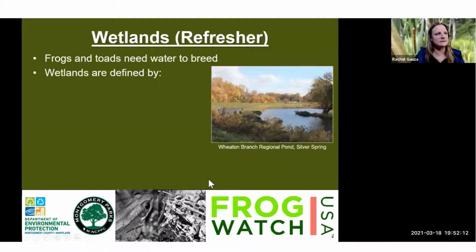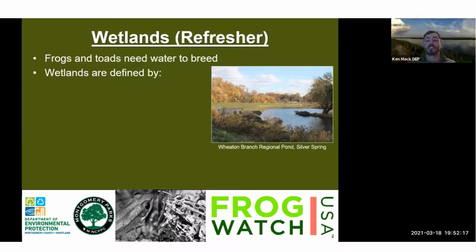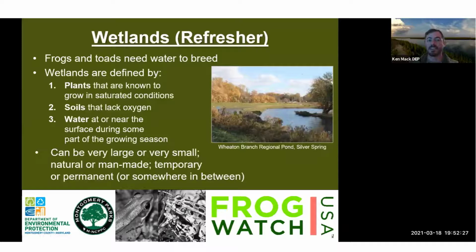So as a refresher, wetlands. Frogs and toads need water to breed. Bottom line, so it needs to be a wet area. There are three things that define wetlands. Maybe you guys remember what they are. It's the presence of water. That's an easy one. The soils that don't have any oxygen, and then plants. So those three things combine to create a wetland.